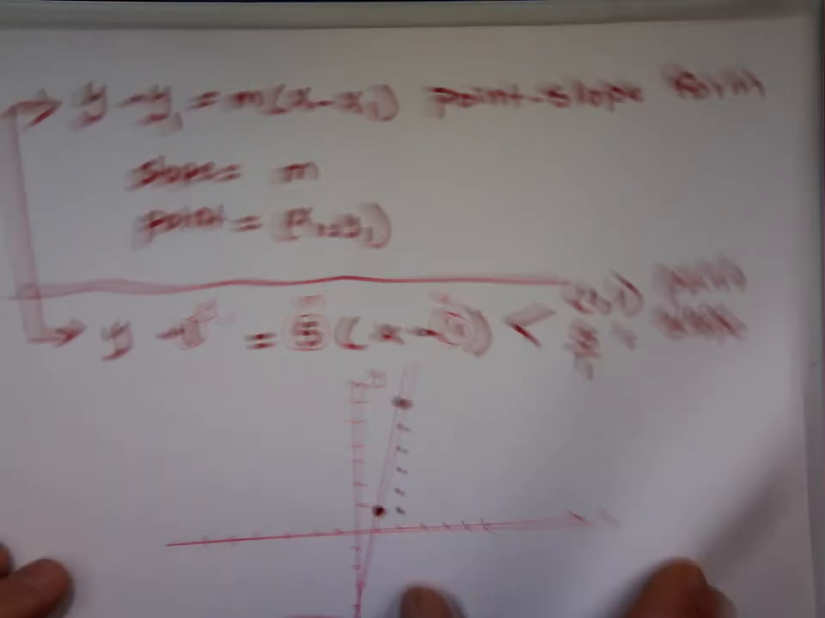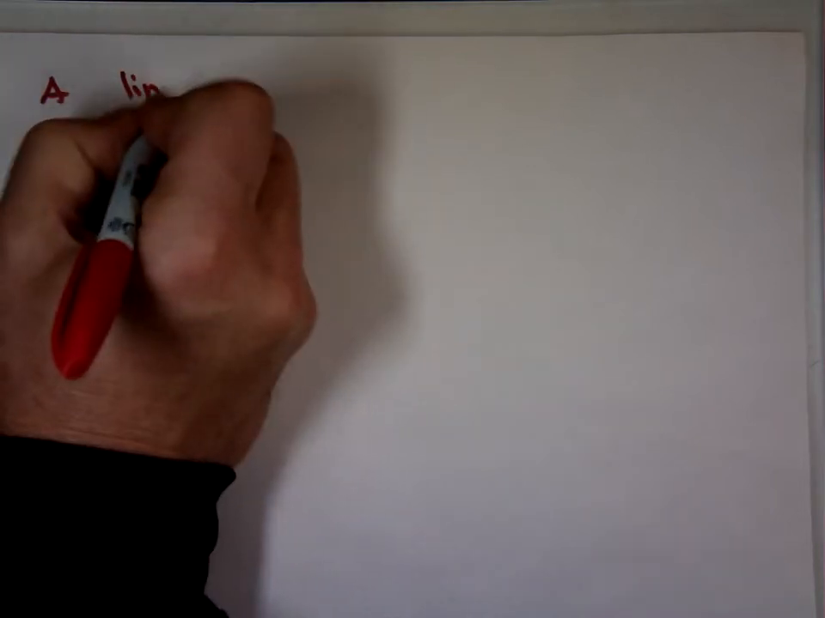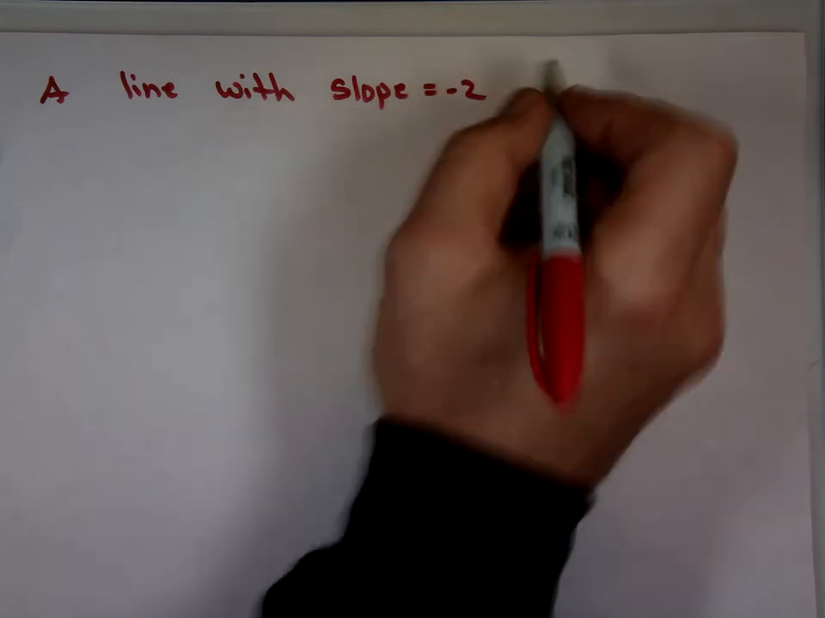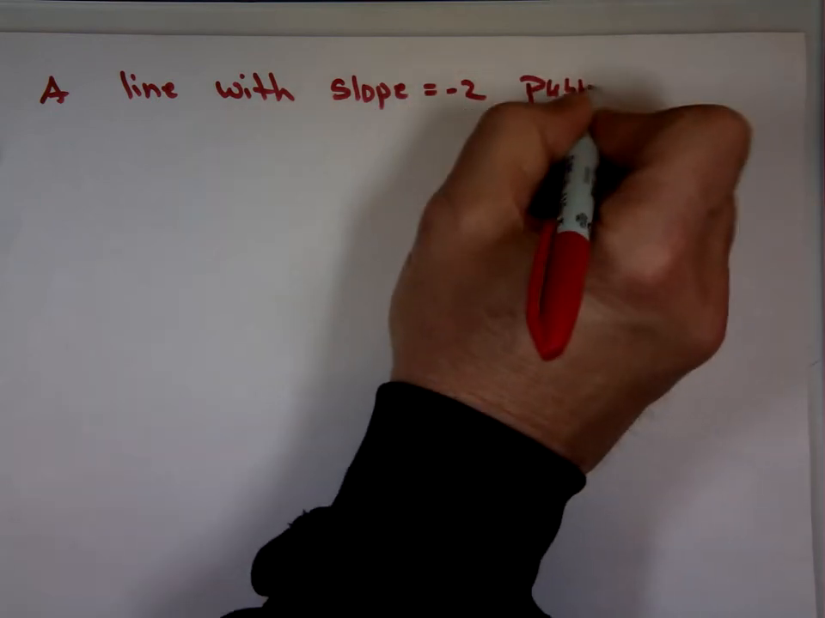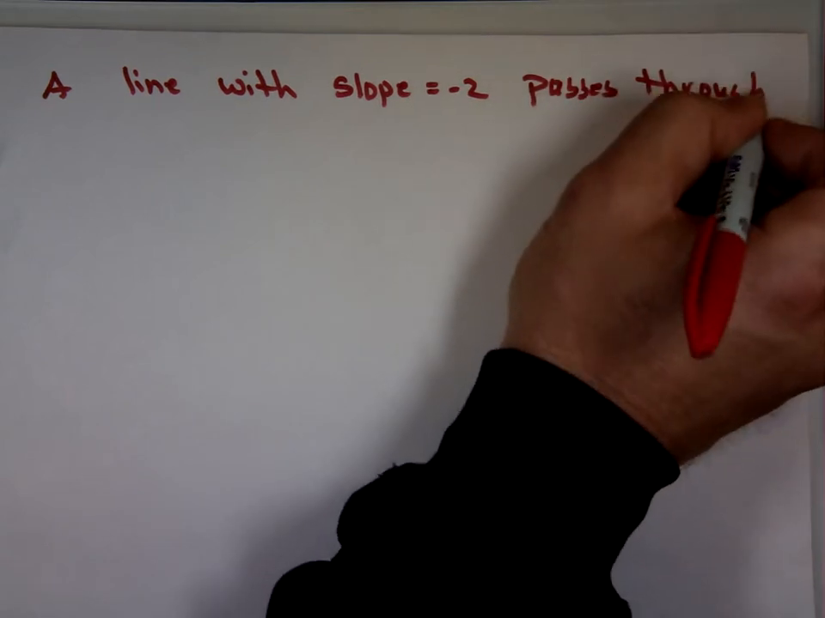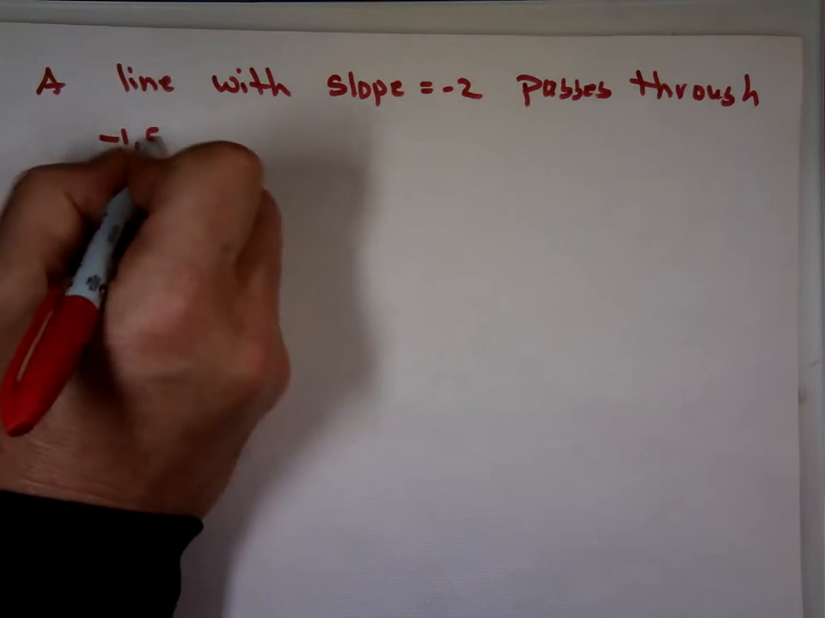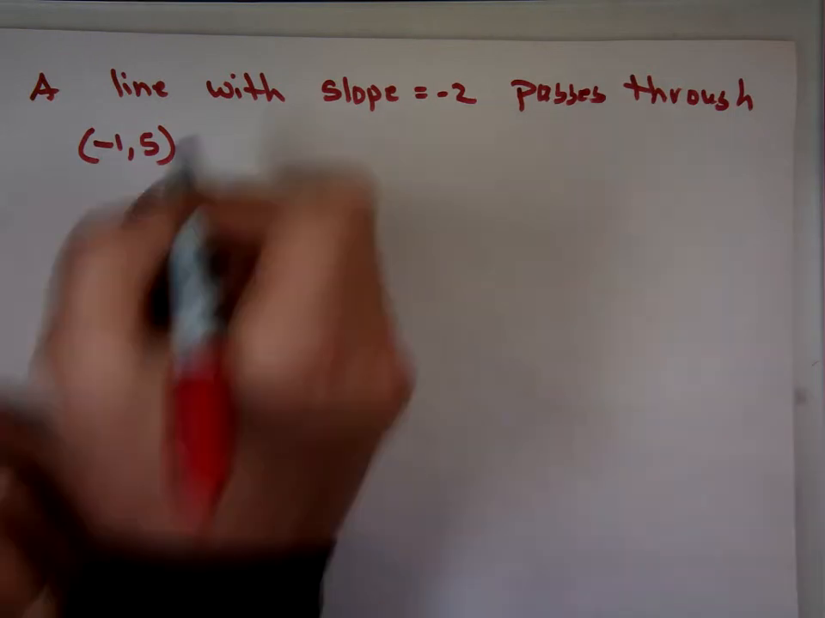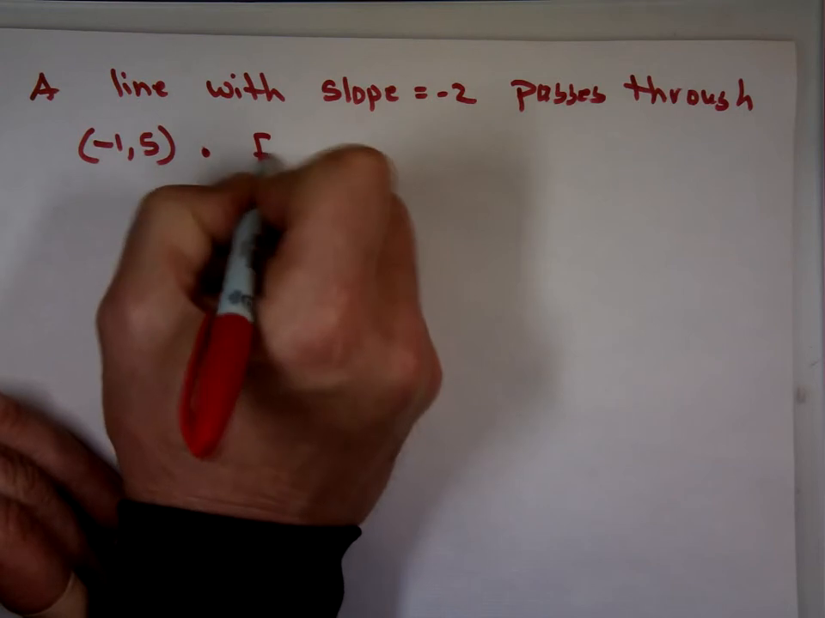It says, you know what? We have a line with the slope equals -2 and passes through -1 and 5. So what they might ask you to do is, given that, can you find the equation of the line?